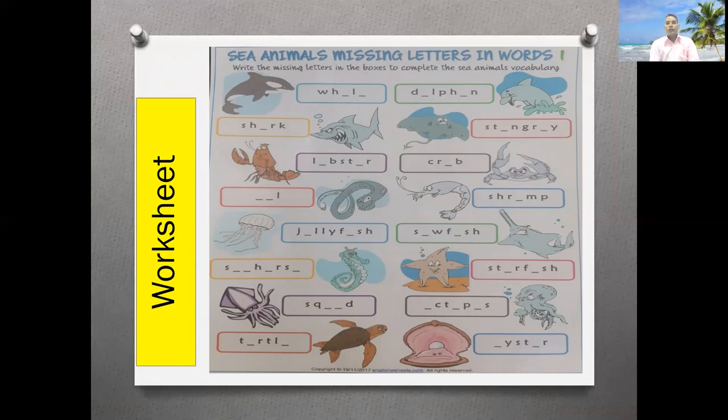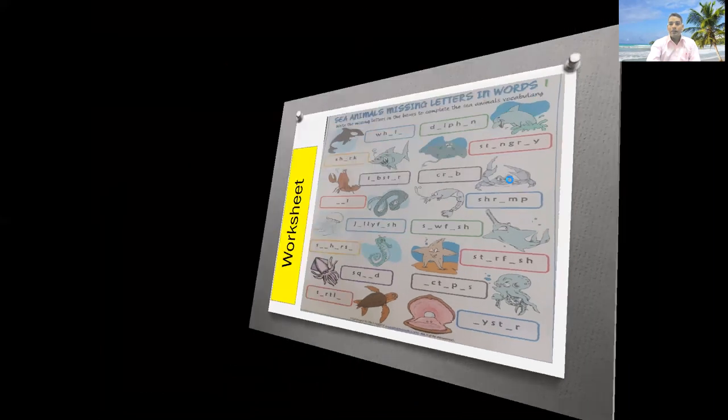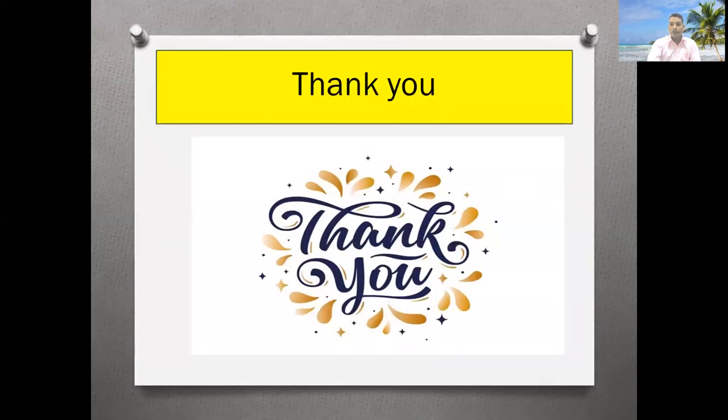So thank you for watching this video. We learned about sea animals. In this worksheet, I show you sea animals with missing letters in the word. I show the picture. What picture is it? Please fill in the correct letters and complete the word. Please complete it and then send it to me. I will check it, and then I will give you a score, marks.